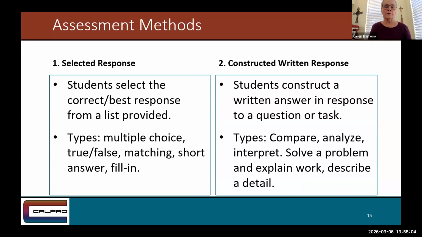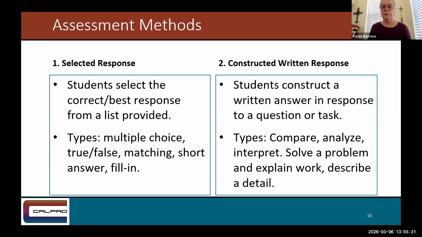So we know that there's selected response. We know that it's select the correct or best response provided: multiple choice, true/false, matching, short answer. I would suggest trying to get some critical thinking into this and not just a response. Constructed written response, we know that that's answering questions.